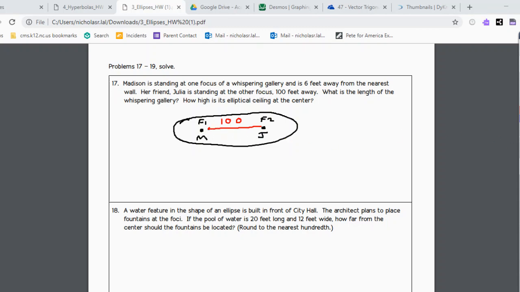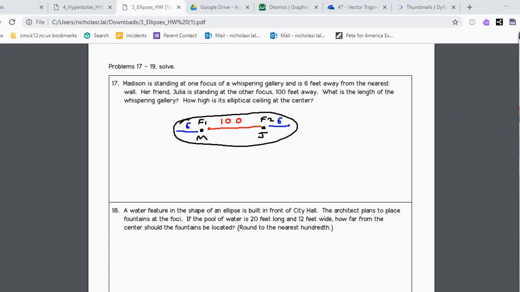Madison is 6 feet away from the wall, but the distance between the focus and the edge of the ellipse is equal for each focus. So if Madison is 6 feet from the wall, we can determine that Julia is also 6 feet from the wall. What is the length of the whispering gallery?